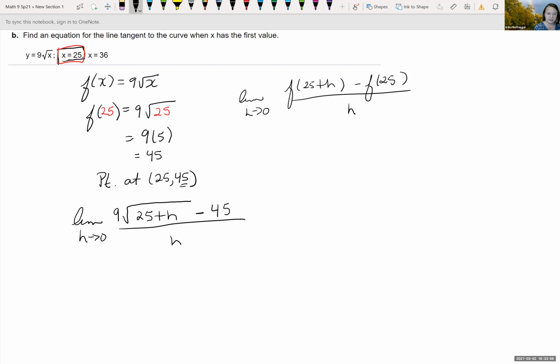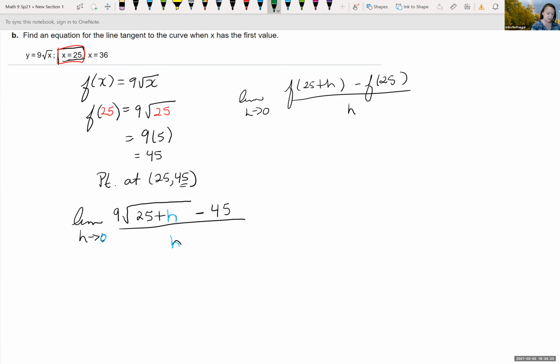So just using the definition for the instantaneous rate of change at a particular value of x. If I go in here again and I plug in 0 wherever I see an h, that would give me 9 times the square root of 25 on top, which is 9 times 5, 45, minus this 45, which is 0, all over 0. So we get that indeterminate form, and that doesn't tell us anything. So we've got to go back and manipulate it.